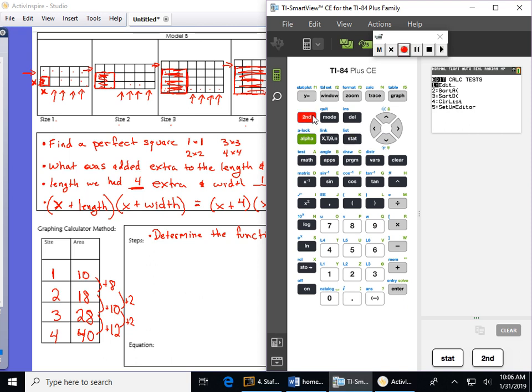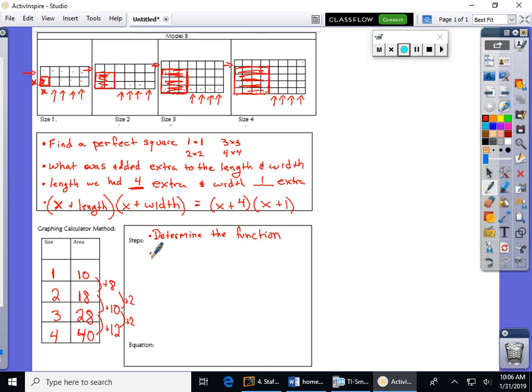So what we want to do is we're at our home screen. The first thing we're going to do is go to the stat button. The stat button is right here, under the delete next to the arrows. So we press the stat button.